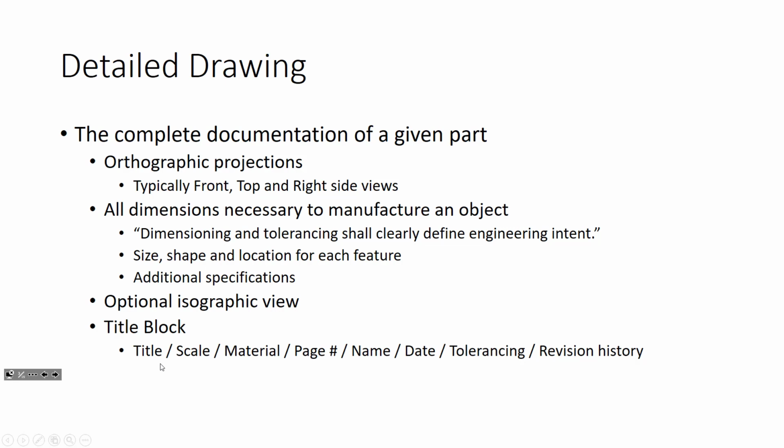A detailed drawing is going to be the way we document any given part. We use a top, a front, and a right side view. Those are orthographic projections, and the dimensions necessary to manufacture the part. There are some rules on how we pick those dimensions that we're going to be covering. You'll also see an optional 3D view in the upper right corner and a fair amount of information provided in a title block on the bottom right corner.